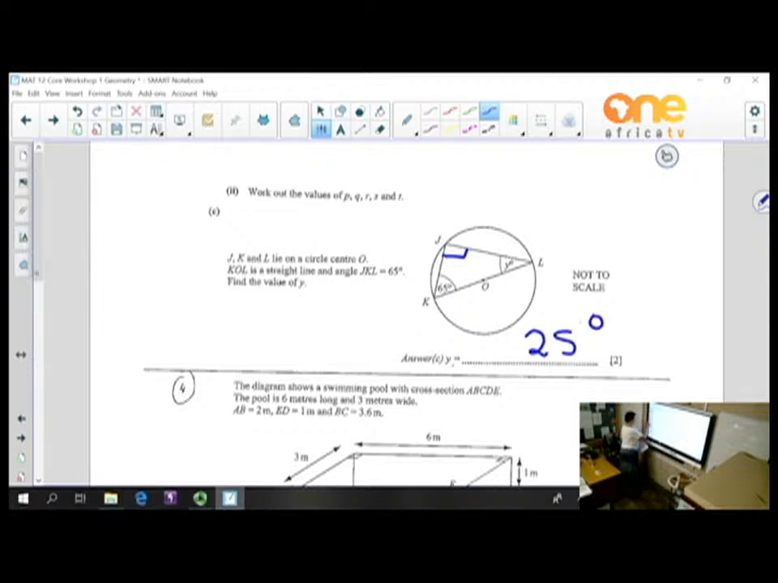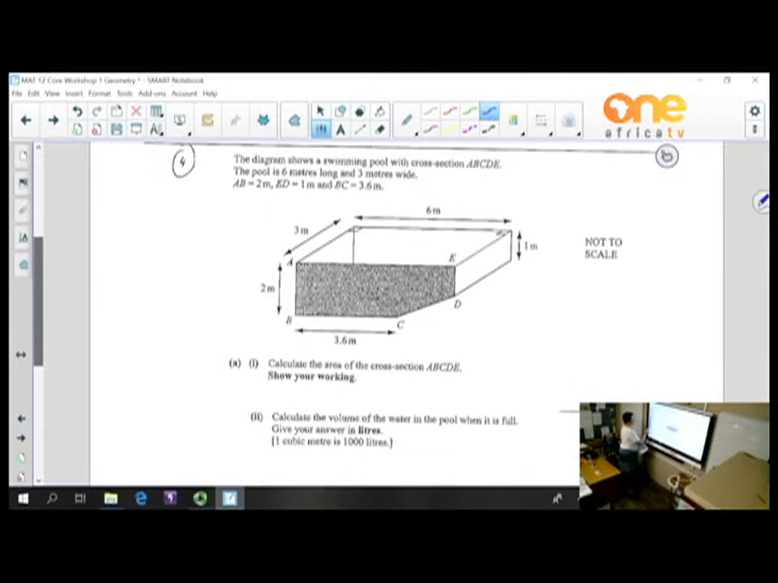25 degrees. Question 4. The diagram shows a swimming pool with cross-section A, B, C, D, E. The pool is 6 centimeters long. So here you've got a nice picture of how it looks. Calculate the area of the cross-section here. This is the one that we have to calculate. We don't have a straightforward formula here, so we'll have to divide it into two areas. Here's a rectangle, and then this one is a trapezium.